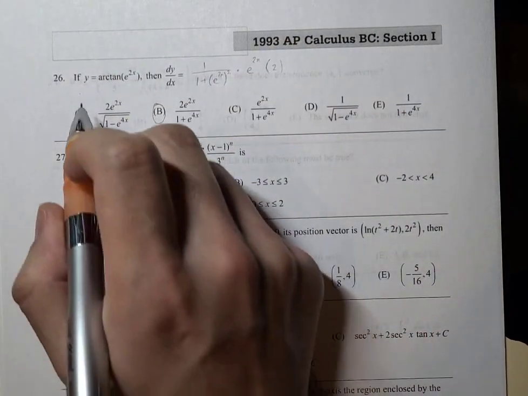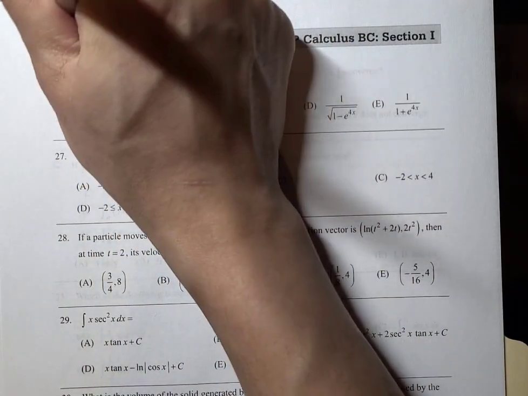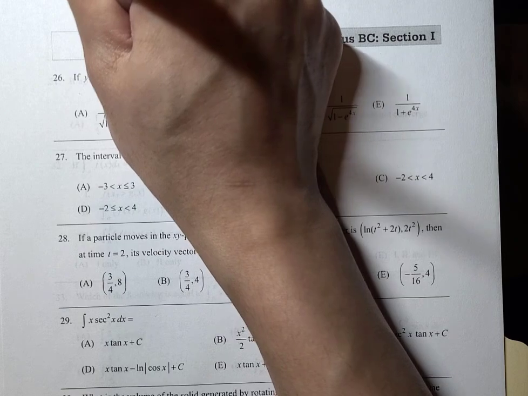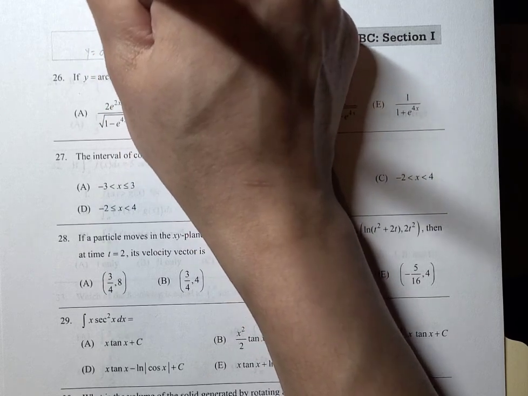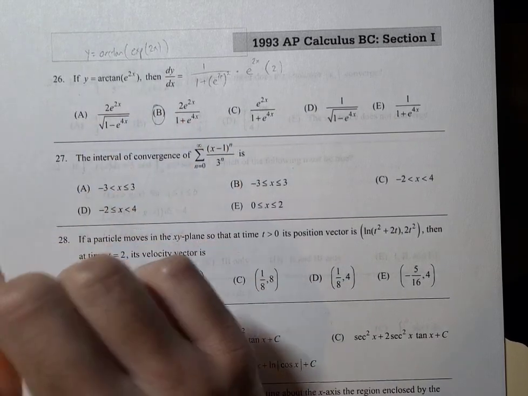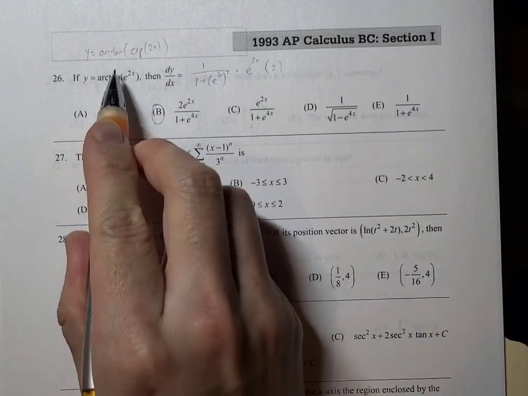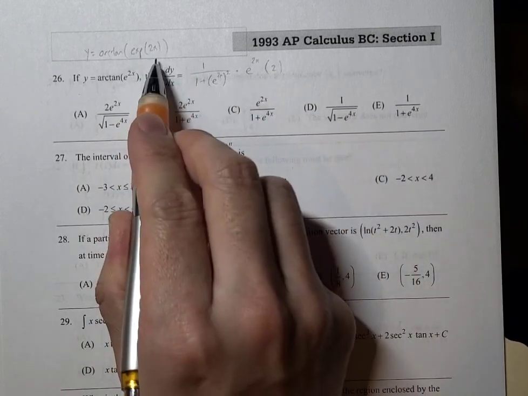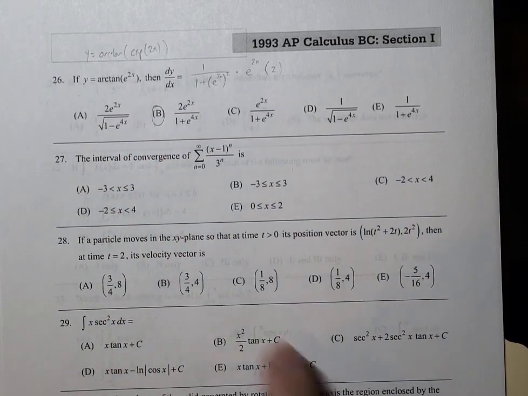So remember, if it helps you out, you can rewrite y as arctan of the exponent of 2x. This helps you to visualize outside in for the chain rule, okay? Derivative of arctan first, and then derivative of the exponent, derivative of 2x, okay?